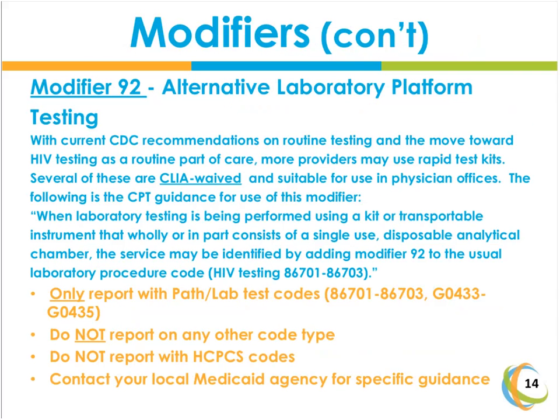So the first type of modifier that may often be used on the HIV test codes is Modifier 92, Alternative Laboratory Platform. Basically, this modifier describes a CLIA waived test that is performed in a clinic setting or in a physician's office. And so if you look at the bottom of your slide, the modifier is only appropriate for the following codes that are listed here, 86701 through 86703 and G0433 through G0435. This modifier is only used on the two code sets that are listed here on this slide.